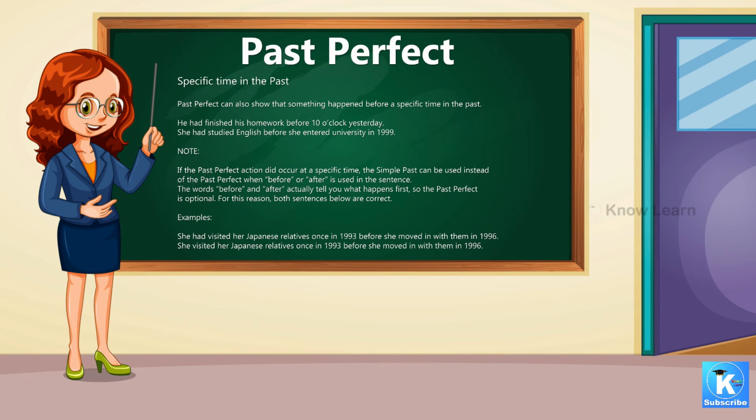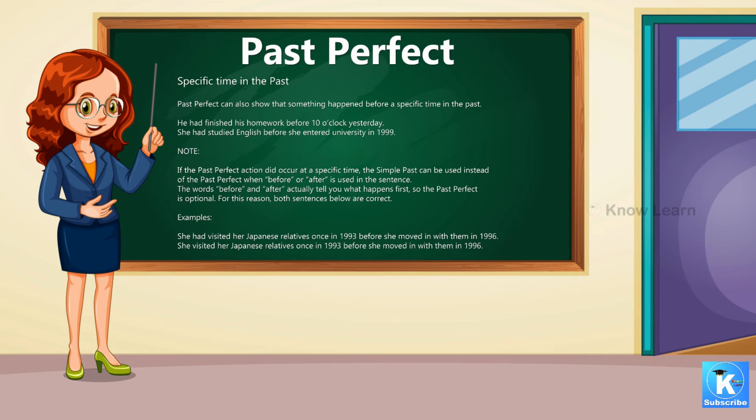Specific time in the past. Past perfect can also show that something happened before a specific time in the past. He had finished his homework before 10 o'clock yesterday. She had studied English before she entered university in 1999.